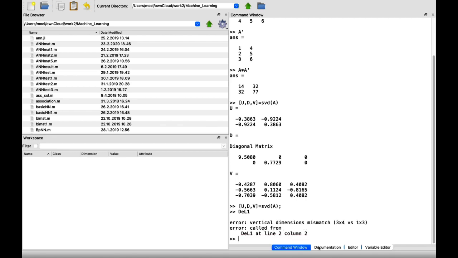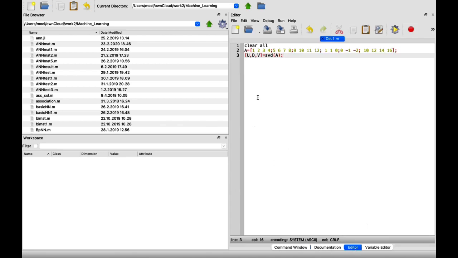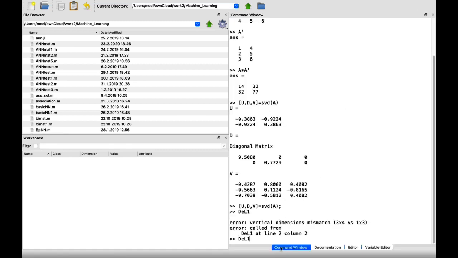Okay, it seems that we have something wrong in the implementation. Let us check to be sure that we have 4 elements in each row. So 1 2 3 4, 1 2 3 4, 1 2. Yes, here is the problem. Here we have only 3 elements, so it should be 4 elements. Also here we have a problem, so it should be 4 elements. Yes, now it should be okay. Save it. Now we can just run deep learning 1.